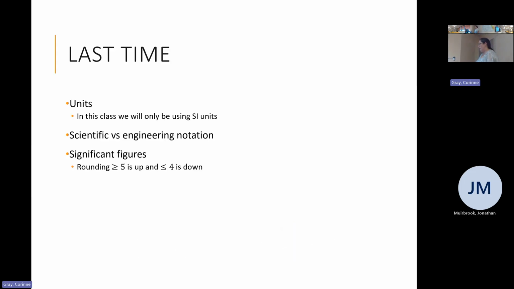So last time we talked about units. Everything in this class is SI and SI based units. So that means using a lot of prefixes or engineering / scientific notation. We talked about significant figures. Most of the things in this class are going to be 2 to 3 sig figs for doing that, and we are not going to use the round to even rule. We're just going to do greater than or equal to 5 rounds up. Less than or equal to 4 will round down.